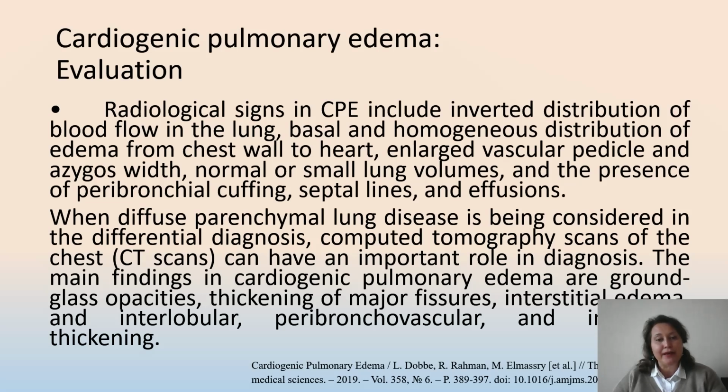When diffuse parenchymal lung disease is being considered in the differential diagnosis, computed tomography scans of the chest can have an important role in diagnosing comorbidities and associated diseases. The main findings in cardiogenic pulmonary edema are ground glass opacities, thickening of major fissures, interstitial edema, and interlobular peribronchovascular thickening.